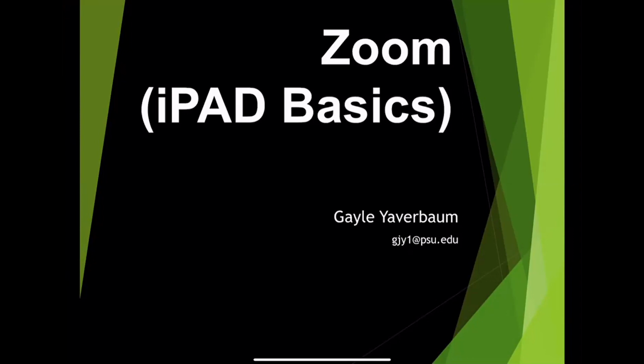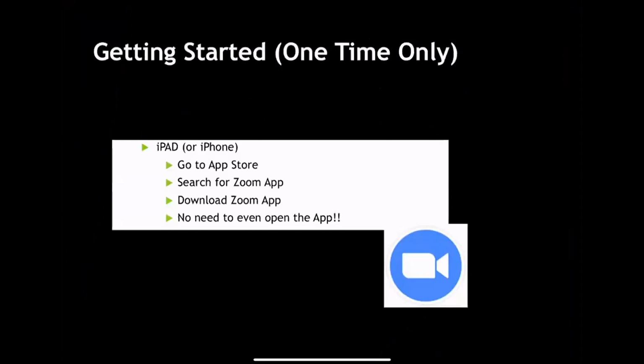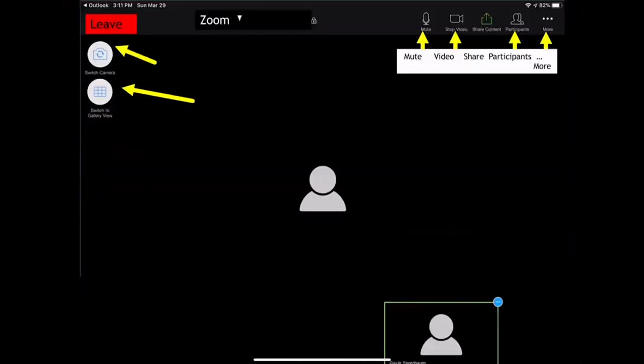There is a waiting room feature, and that's why you typically will have to wait for the instructor to let you into the room, probably approximately 15 minutes before the class begins. The slideshow is just the features of go to the App Store and a reminder of how you start the app.